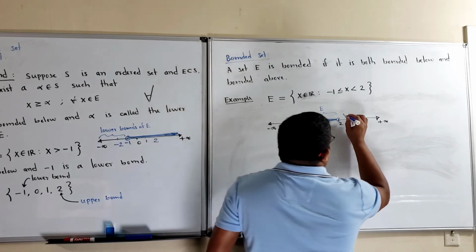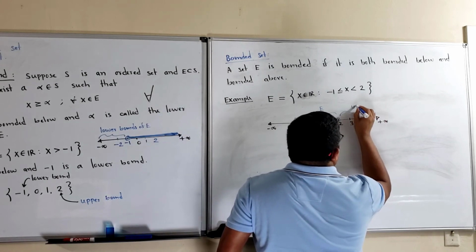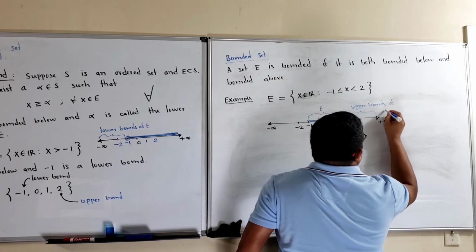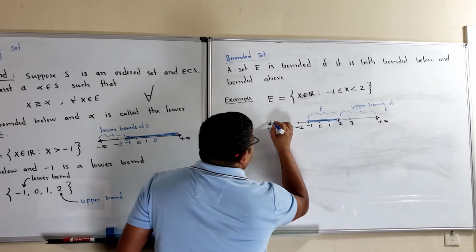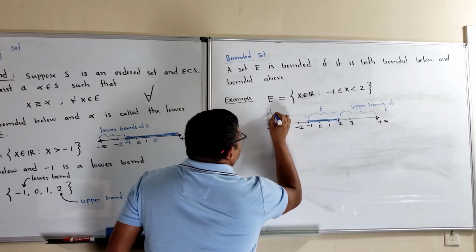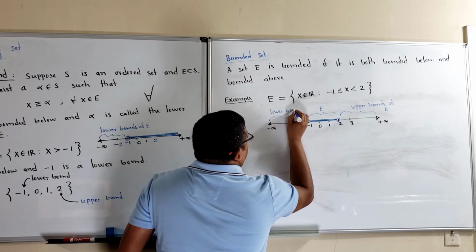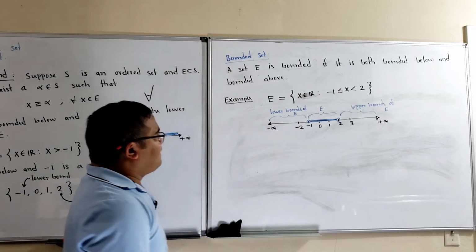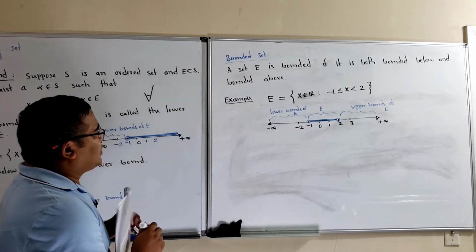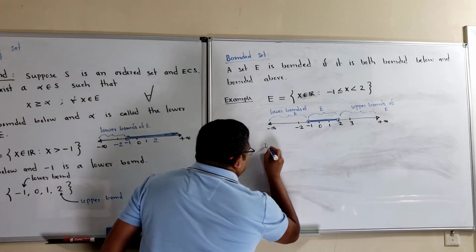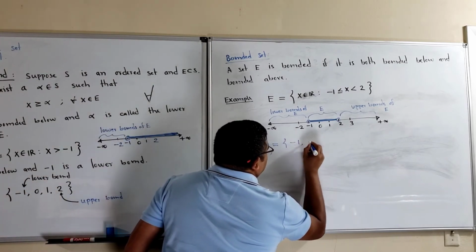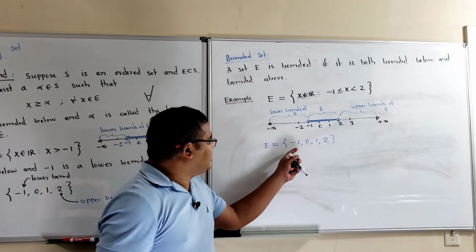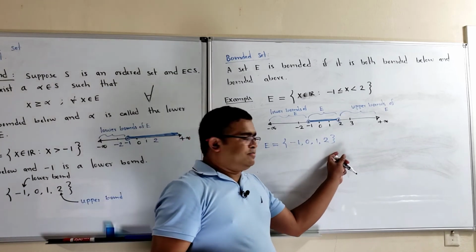Also, any number more than 2 is an upper bound of E. Similarly, any number less than negative 1 is a lower bound of the set E. Now, if you consider any finite set, this set is also bounded, and its lower bound is negative 1, upper bound 2.